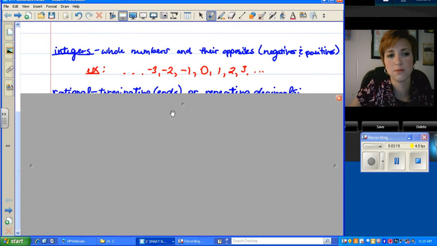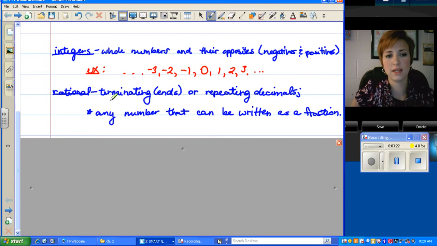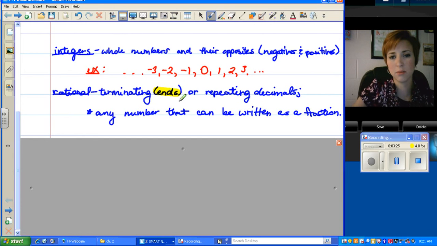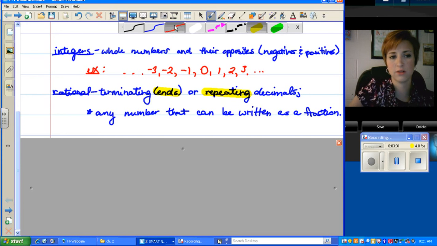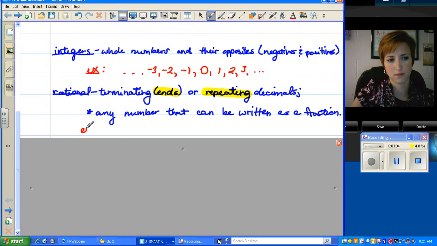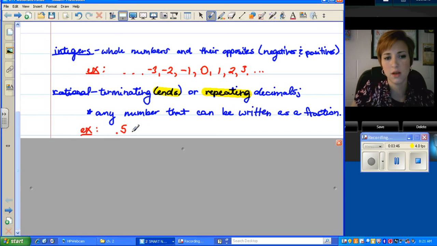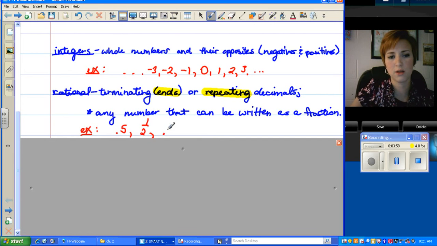Our next group is rational numbers, and it says terminating, which means it ends. So terminating or repeating decimals, and it's any number that can be written as a fraction. A terminating decimal is like 0.5 because it stops. That's as far as it goes. And I can write 0.5 as 1/2. Same way for a repeating decimal. If I write 0.3 repeating, that's the same thing as 1/3.